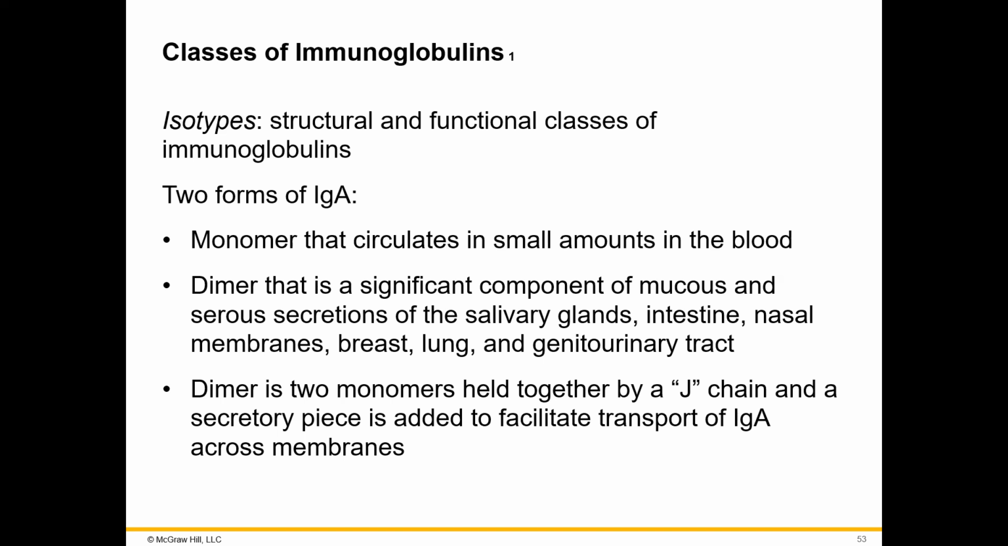The two forms are a monomer that circulates in small amounts in the blood and a dimer that is a significant component of the mucus and serous secretions of the salivary glands, intestine, nasal membrane, breast, lung, and genitourinary tract. The dimer that is called secretory IgA is formed by 2 monomers held together by a J chain. To facilitate the transport of IgA across membranes, a secretory piece is added later.